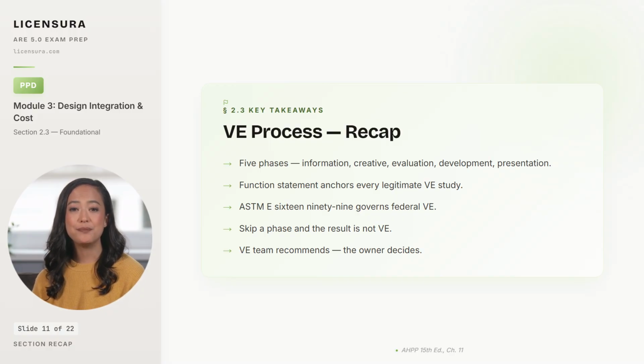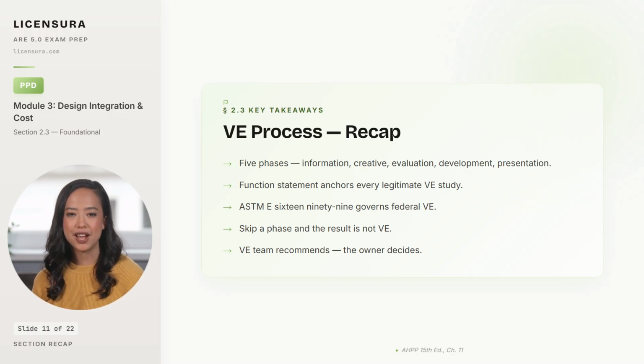The function statement built during the information phase anchors every legitimate VE study. Without it, the team is just trading opinions about which line items look expensive. SDEM 1699 governs VE on federal and most public projects, and the exam expects you to recognize the standard by name. Skip a phase and the result is not VE. It is a list of arbitrary cuts wearing a VE label, and the architect who signs off on it without challenge faces the lawsuit when the cuts cause downstream harm.